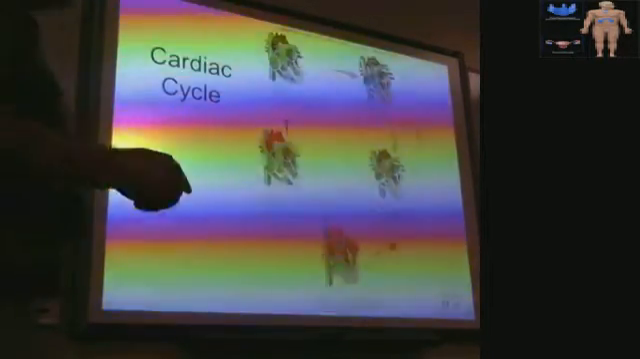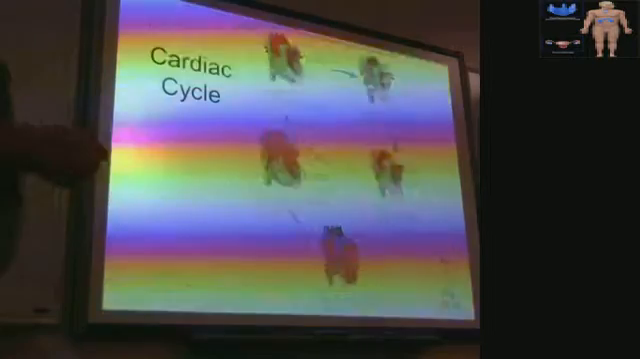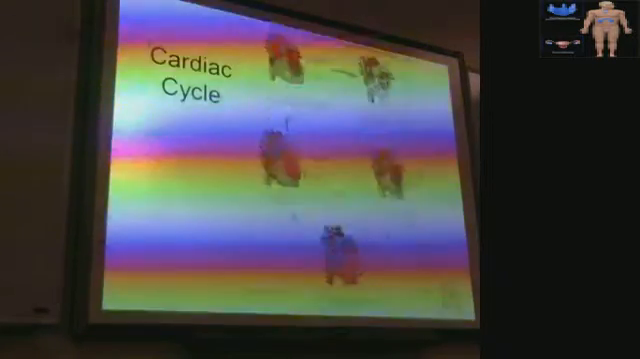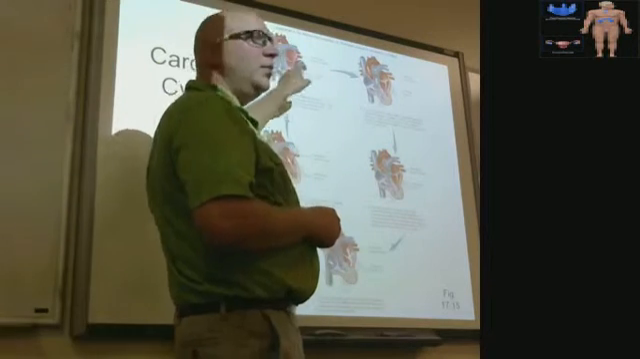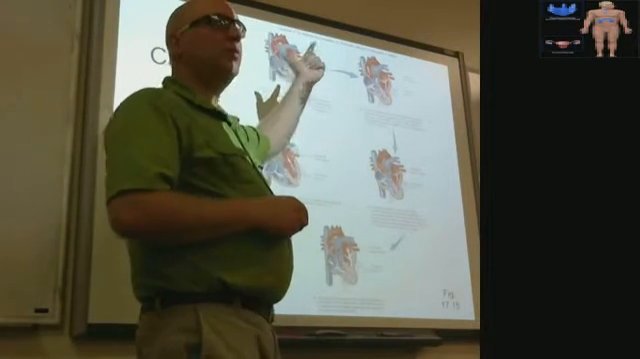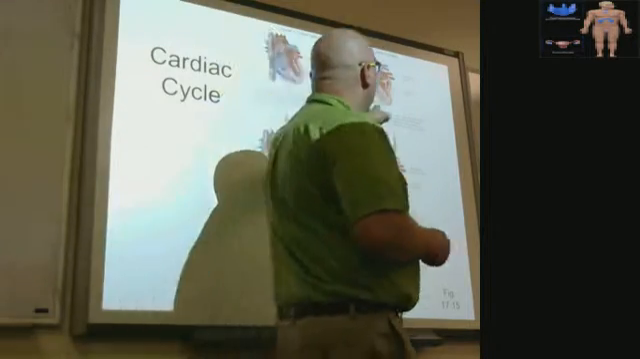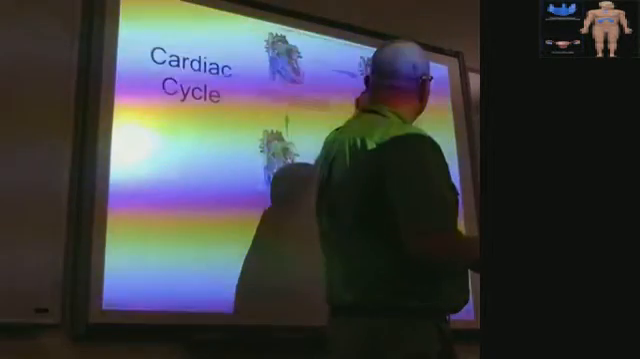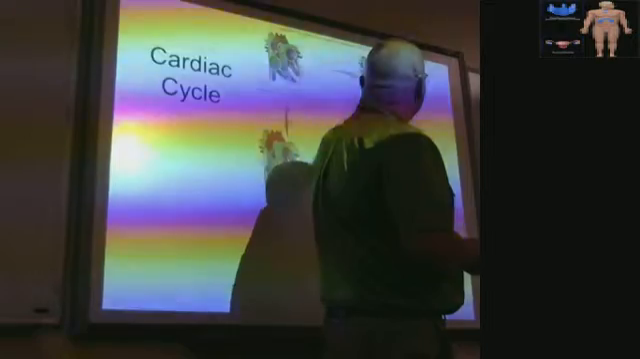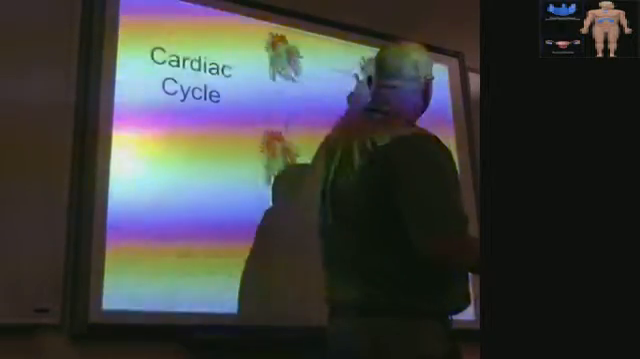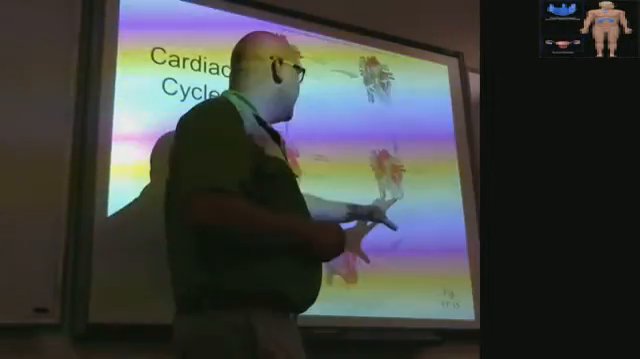So here you can use this slide to review the processes of the heart. In systole, the ventricles are contracting, atria are relaxing. If the ventricles are in systole, the atria are in atrial diastole. Here we see the beating of the heart. The ventricles are collapsing, pushing the blood out of the heart.